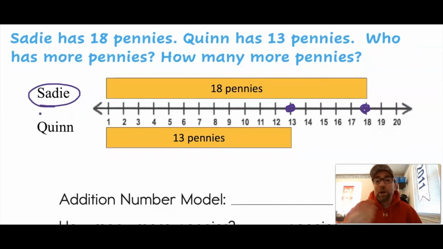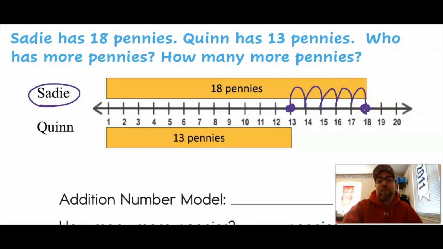Now, we're going to use our number line to figure out how many more. And we always start at that smaller number because we can count up. So let's start at 13. Marker on 13. Let's hop until we hit the number 18. 1, 2, 3, 4, 5, and I landed on the number 18. How many more pennies? 1, 2, 3, 4, 5 more pennies.